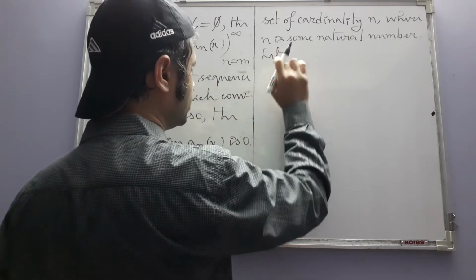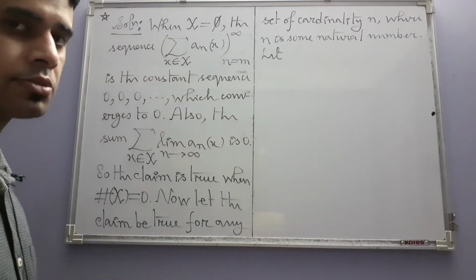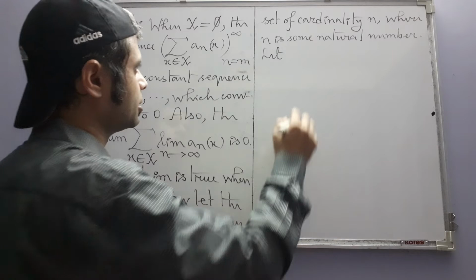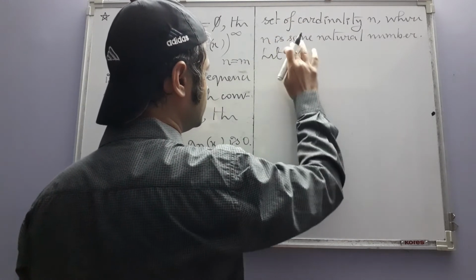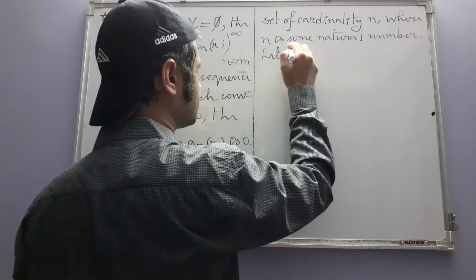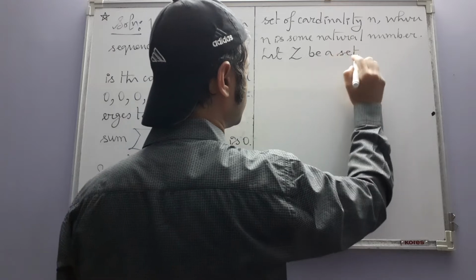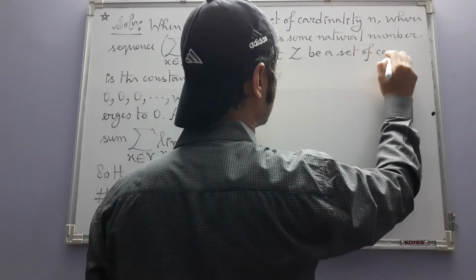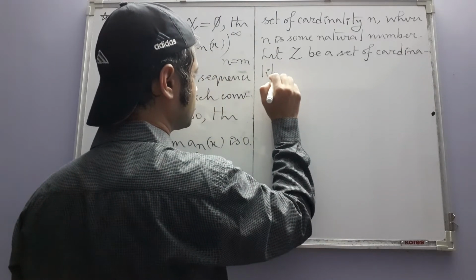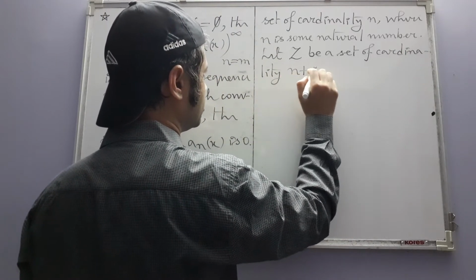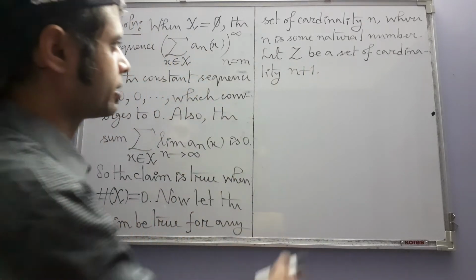Now, to carry out the induction step, we next have to look at a set having n plus 1 elements, or cardinality n plus 1. Now, let Y or Z, anything you can take, be a set of cardinality n plus 1. We also have to consider the other things that come with Z.